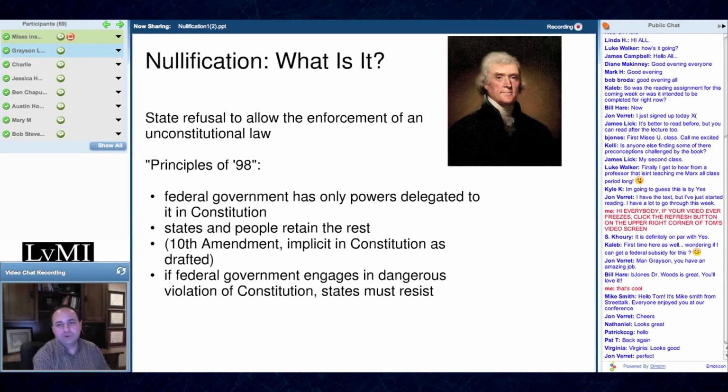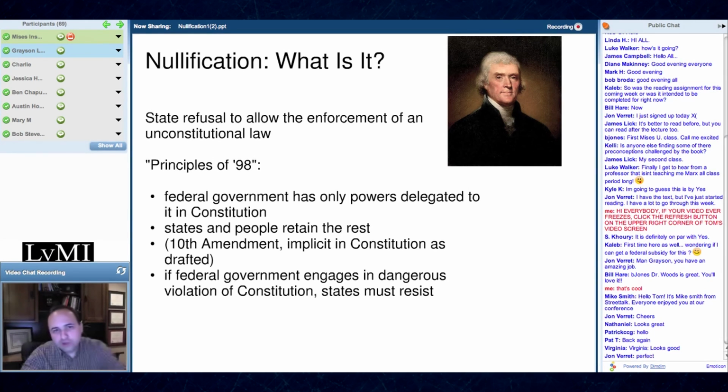So the idea of nullification, and I want to start off very, very basic for people who are coming at this. Also, we have some people who are not Americans, so I don't want to take for granted any prior knowledge. So we're going to start with the most basic thing. What is the idea of state nullification? It is simply the state refusal to allow the enforcement of an unconstitutional law.